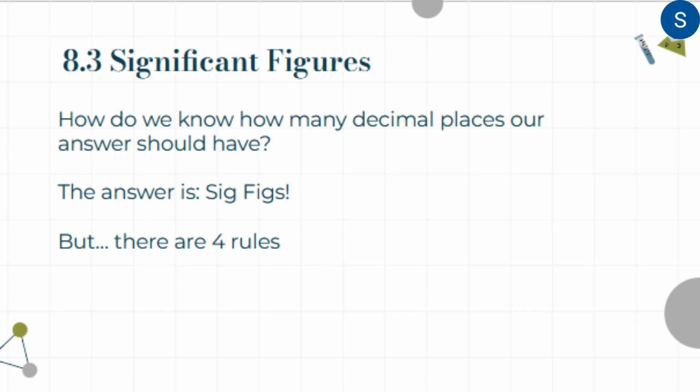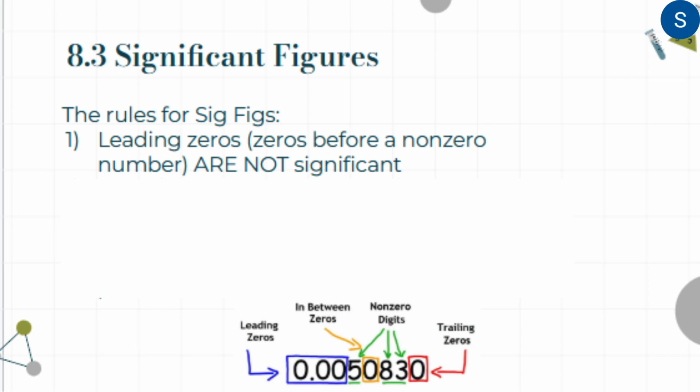The last concept you need to understand is significant figures. Significant figures help us know how many decimal places our answer should have after doing calculations in chemistry. But first, there are 4 important rules. The first rule of sig figs is leading zeros, which are zeros before a non-zero number, are not significant. For instance, in the number 0.00508830, as shown below, all the zeros before the non-zero number 5 are considered insignificant.